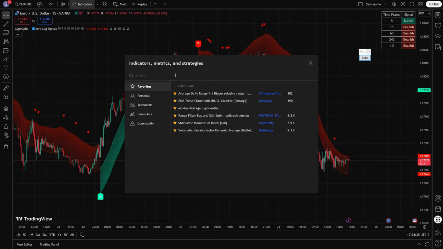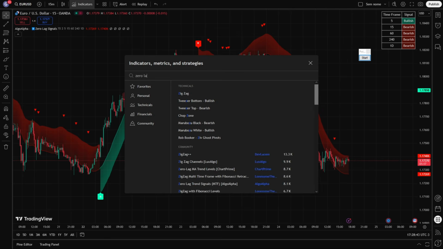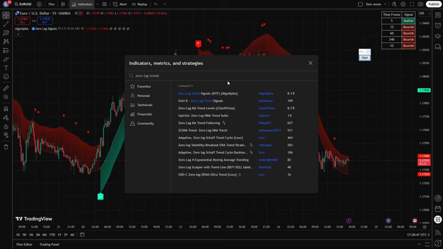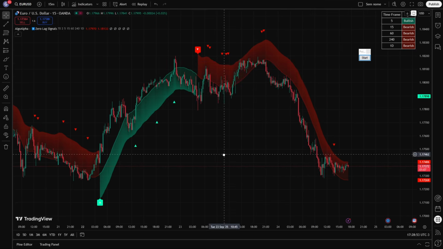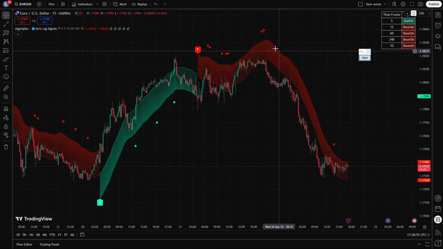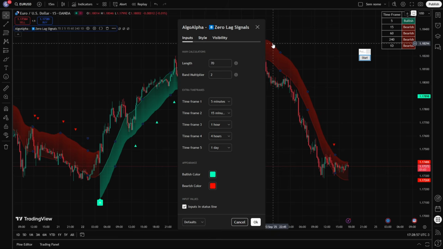Right there in the Indicators tab, you can search for zero-lag trend signals and it will appear immediately. It is this specific option from Algo Alpha. Simply click on it and it will appear precisely as it is displayed here on my chart. Simply double-click the indicator and a comprehensive set of configurations will then be displayed for your review.